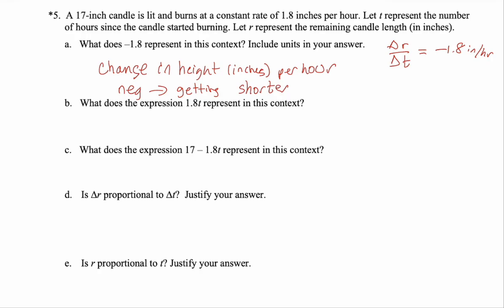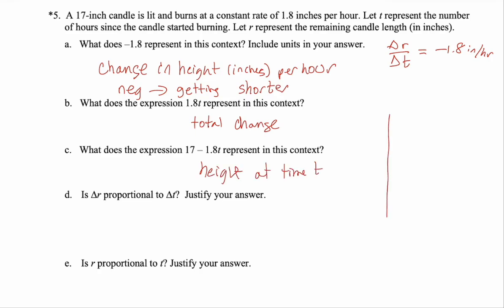B says, what does the expression 1.8t represent in this context? 1.8 times the time would be the amount of change, so that is the total change. You'll notice they didn't include the negative there because they're just talking about what that particular thing means. So C says, what does the expression 17 minus 1.8t represent? That is the height at any particular time t. So that's the height. Now, why is that the height?